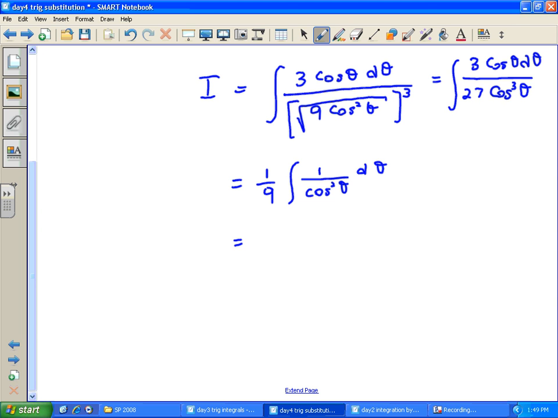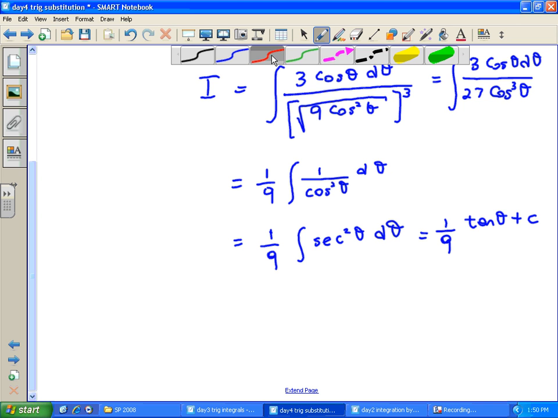Okay, some of you I noticed got stuck at this point. Any thoughts about how we could integrate this? Can we rewrite it? Exactly. Grace has the right suggestion. 1 over cosine squared is the same thing as secant squared, right? And what do we know about the integral of secant squared? Tangent theta. Okay. And finally, we need our triangle to get rid of that tangent theta.